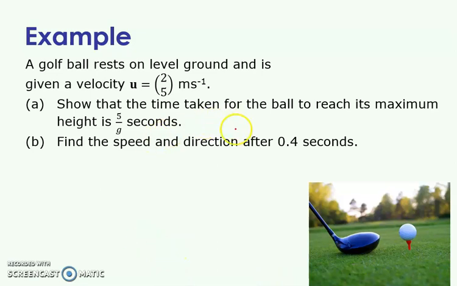My last example then, a golf ball rests on level ground and is given a velocity of 2.5. Show that the time taken for the ball to reach its maximum height is 5 over g. That's interesting, they want it over g. So just quickly looking at it, I think this is a V equals U plus AT question.